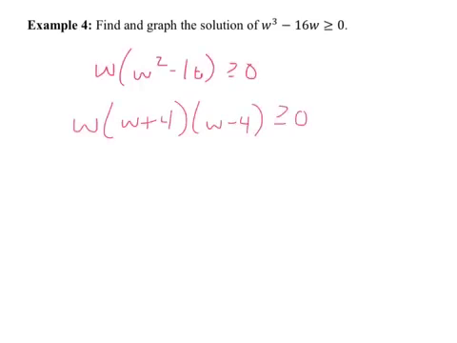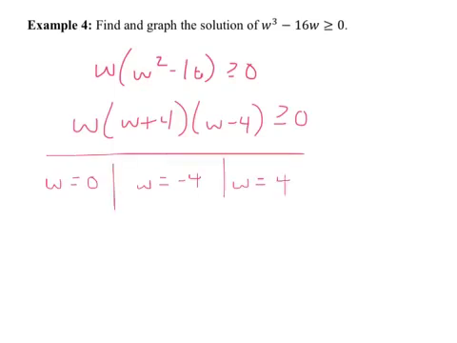Now this tells us that we have 3 critical points in this problem. W equals 0, w equals negative 4, and w equals positive 4. Again, from our t-chart. So we go ahead and draw a number line. On the number line, we're going to have negative 4 back here, 0 back here, and positive 4 back here. And again, remember to pick a point in each region to test into the factored form.